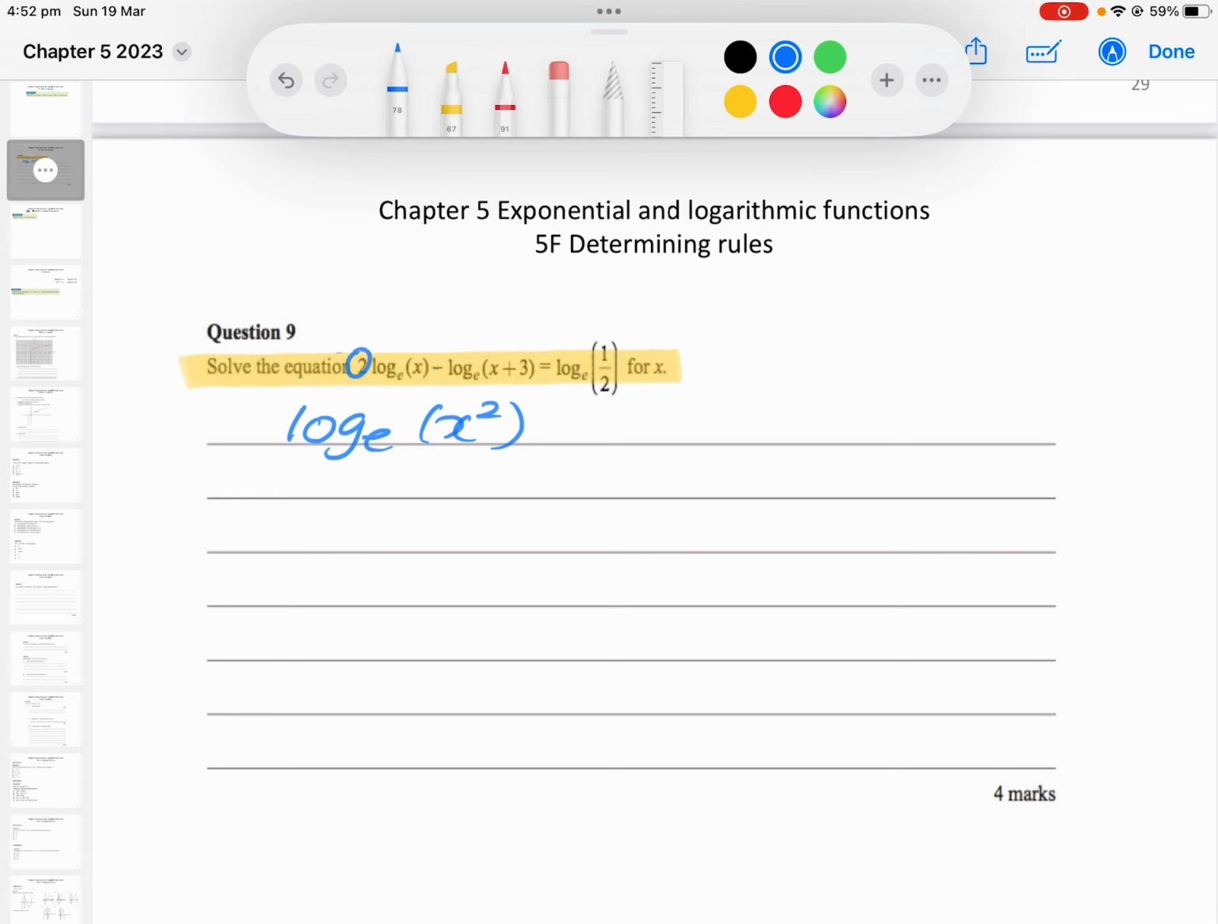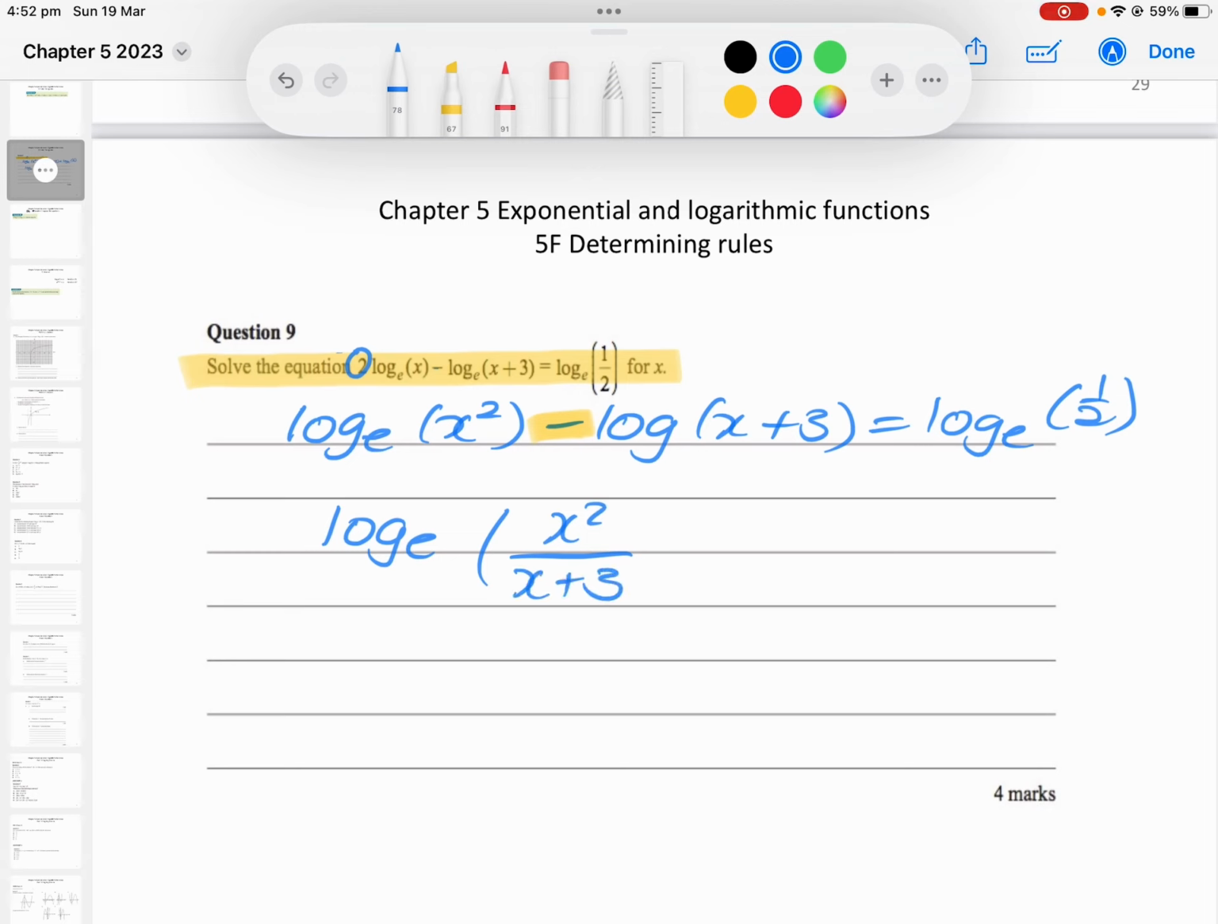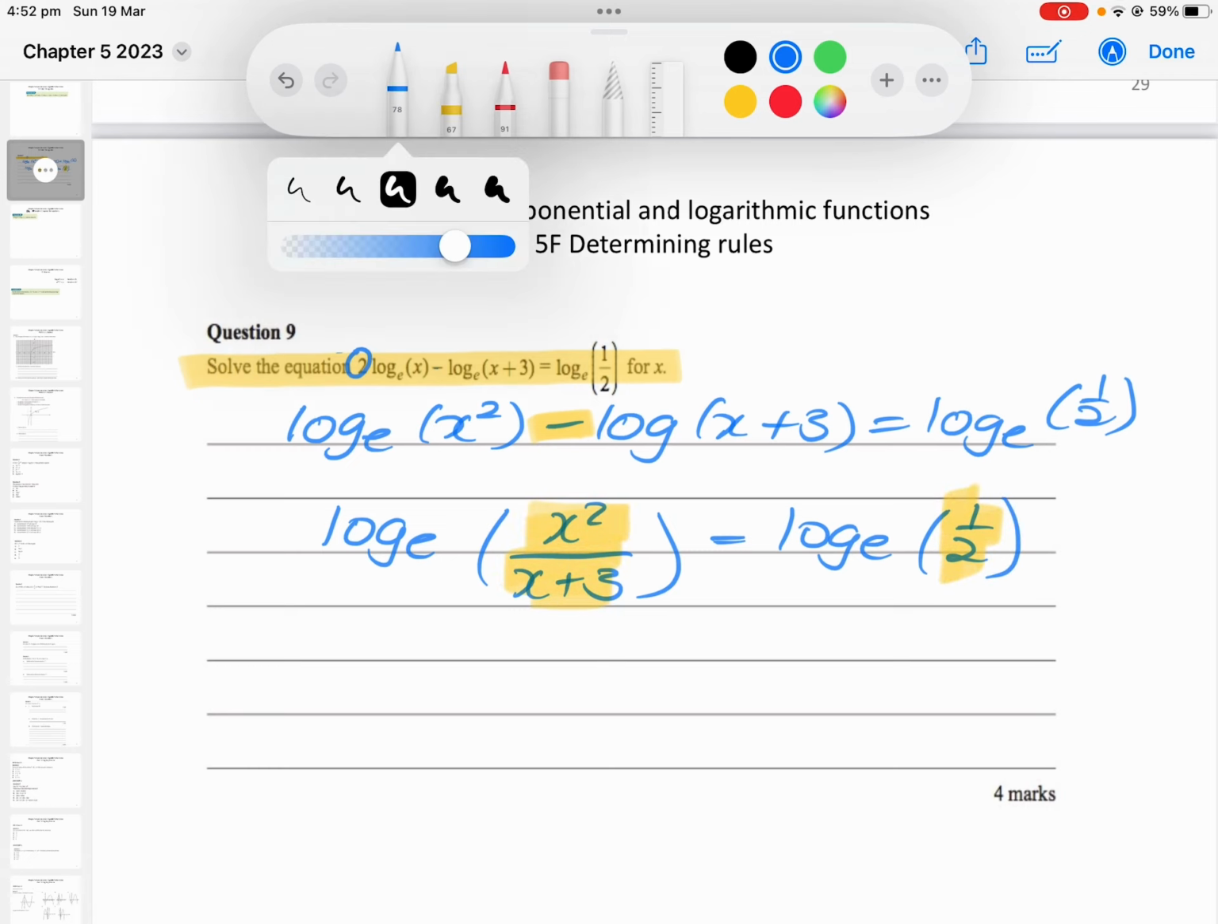squared. This 2 can go up the front, minus the log of x plus 3. That's equal to the log of 1/2. So because I know my log laws, because I've got a minus there, I can write it as the natural log of x squared over x plus 3. And that's equal to the natural log of 1/2. So that means that this must equal this. So let's equate them.